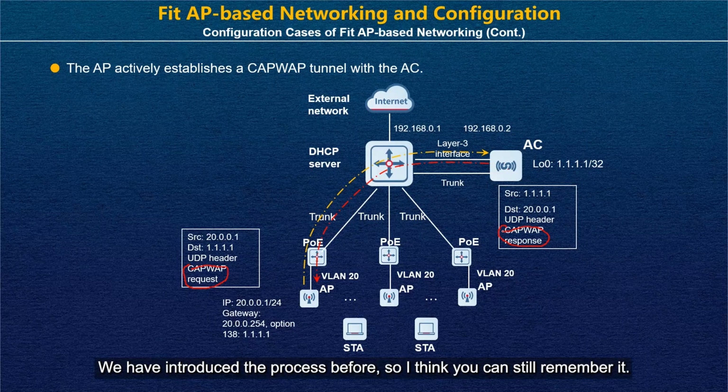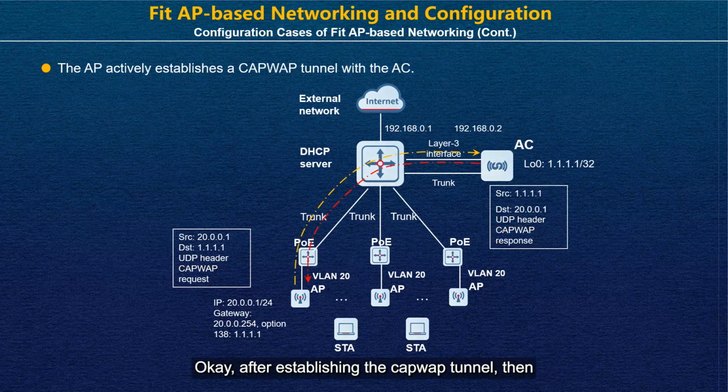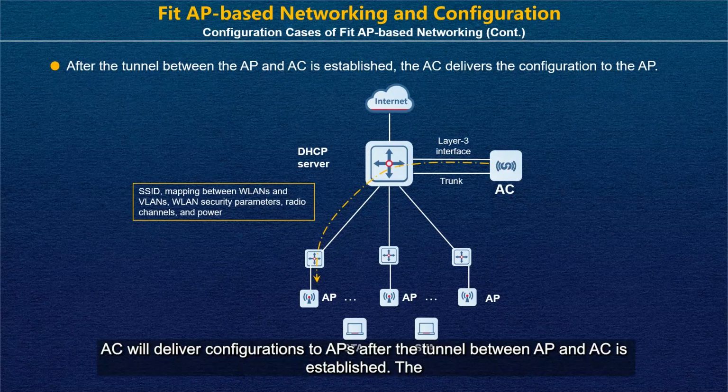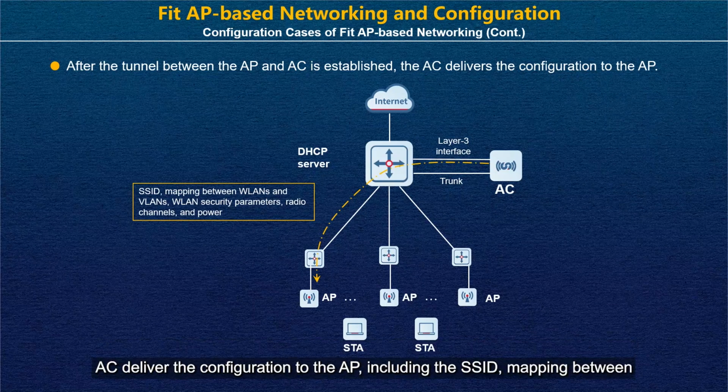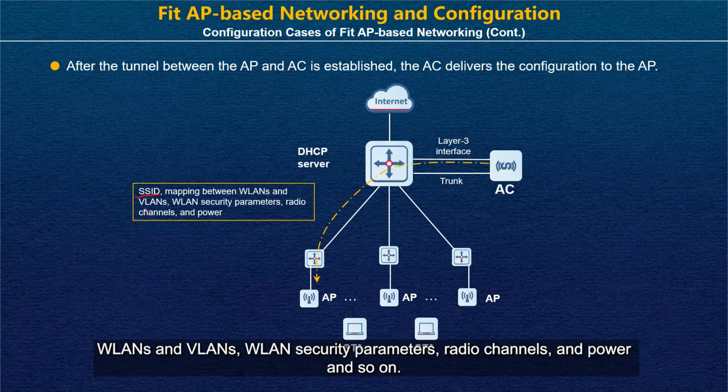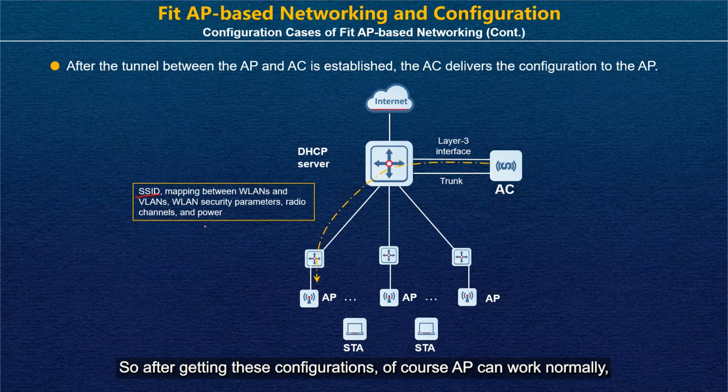We have introduced the process before, so I think you can still remember it. After establishing the CAPWAP tunnel, the AC will deliver configurations to the APs. After the tunnel between AP and AC is established, the AC delivers the configuration to the AP, including the SSID, the mapping between WLAN and VLANs, WLAN security parameters, radio channels, and power, and so on. So after getting this configuration, of course, the AP can work normally.